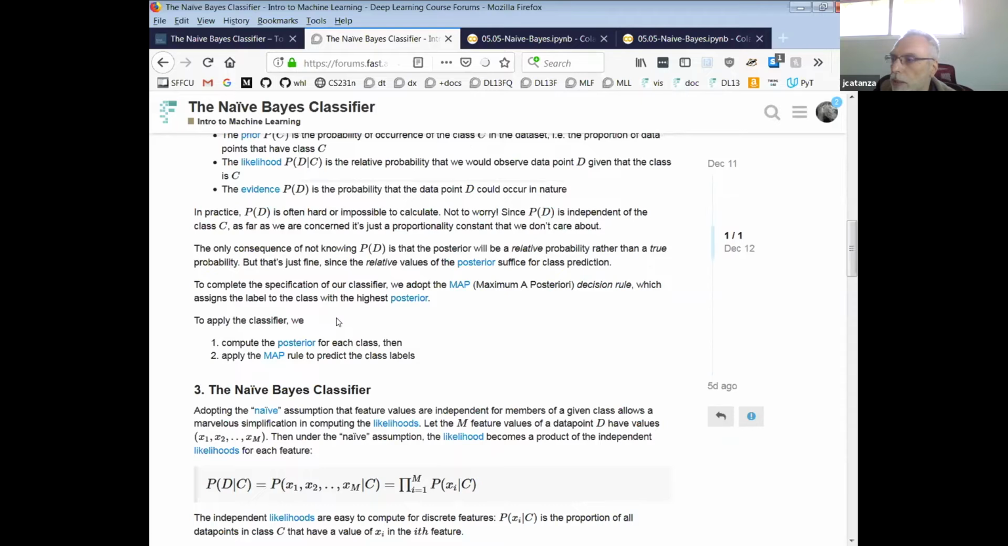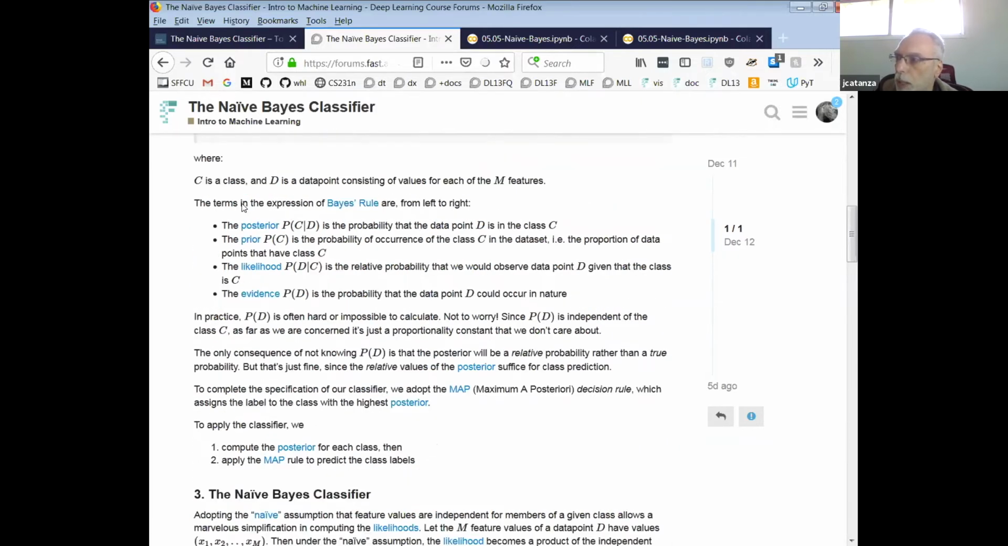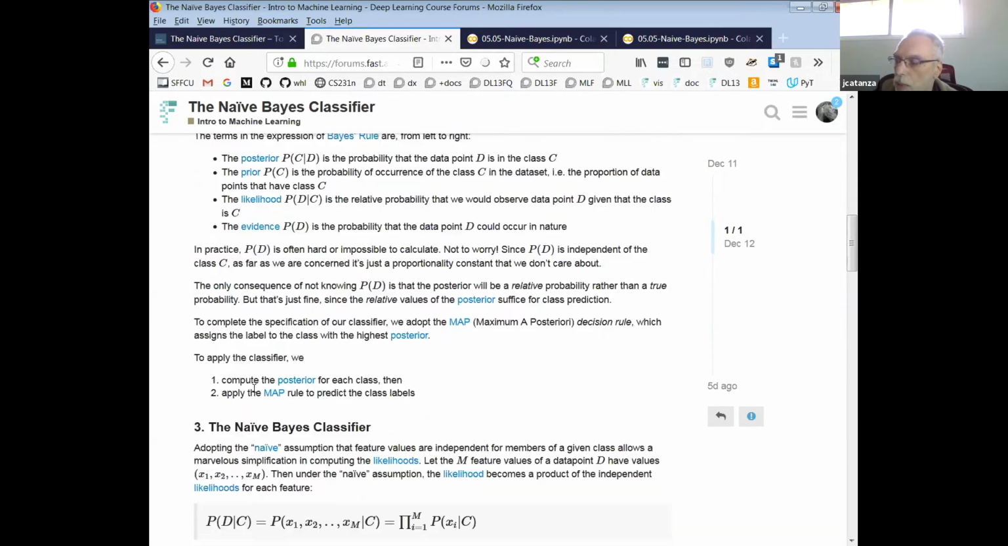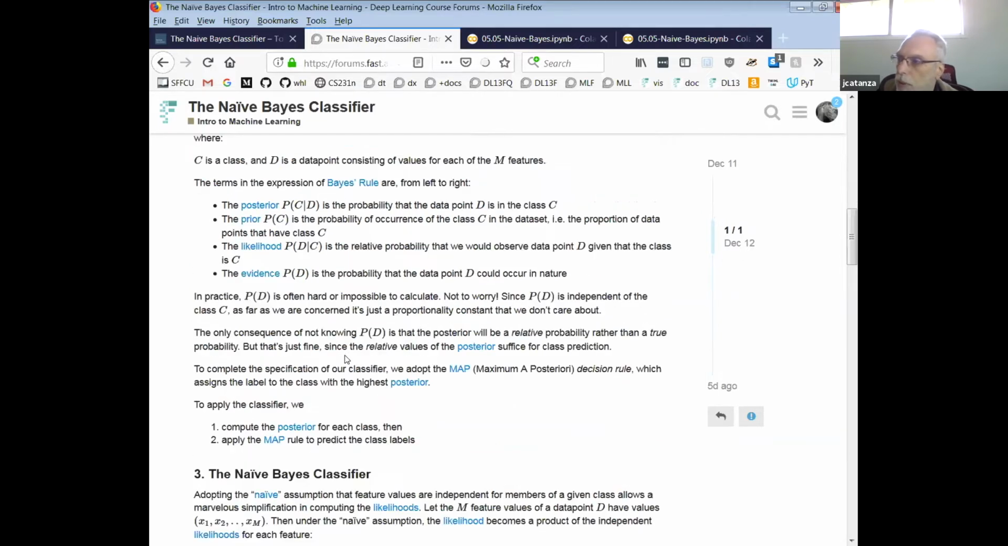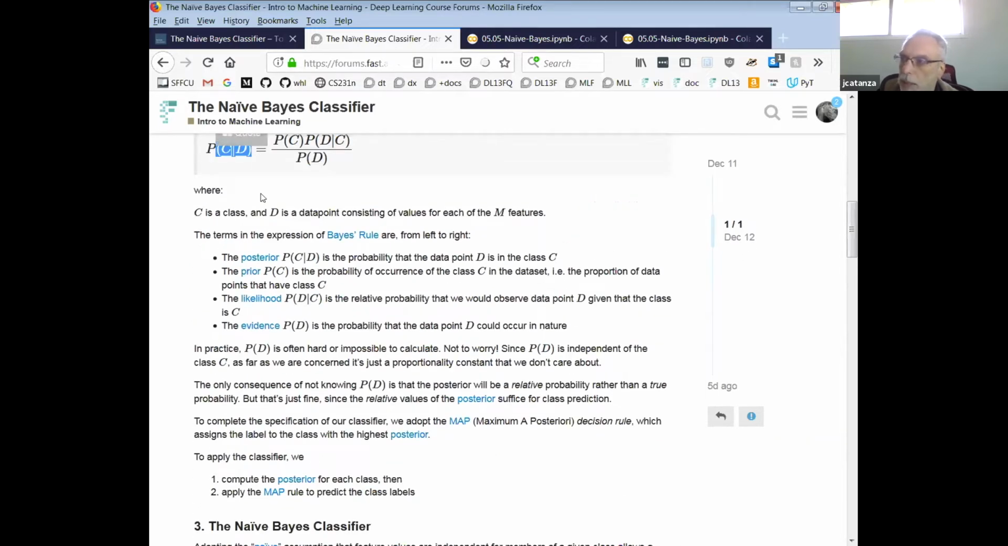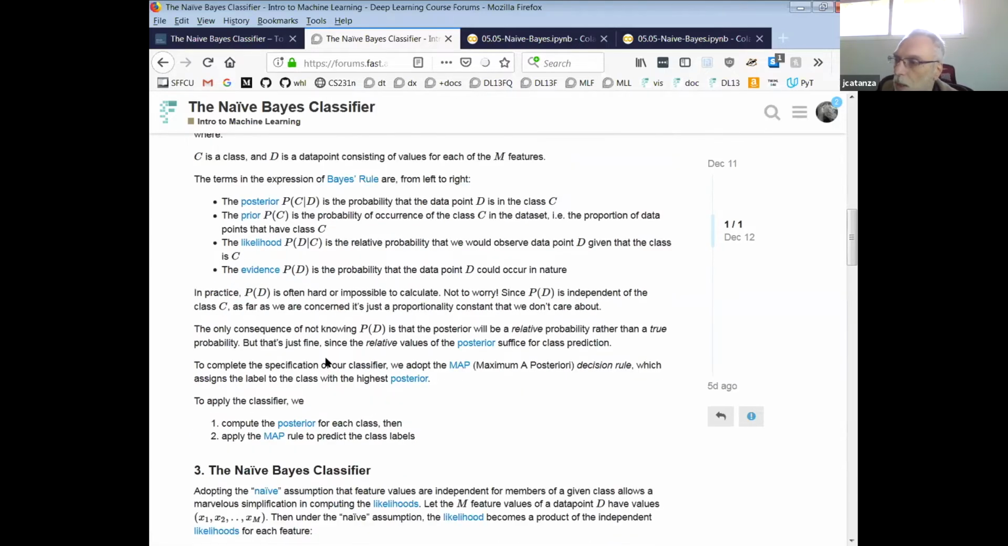So then, just to summarize, to apply the Bayes classifier, you would compute the posterior, which is the left-hand side of the equation, and then you would apply a decision rule, which would usually be the maximum a posteriori rule, to predict the class label. You just basically find the maximum. In other words, given a data point D, you predict the posteriors P of C given D for each of the classes C, and then you choose the one with the highest value. That's the MAP rule, to assign the label.